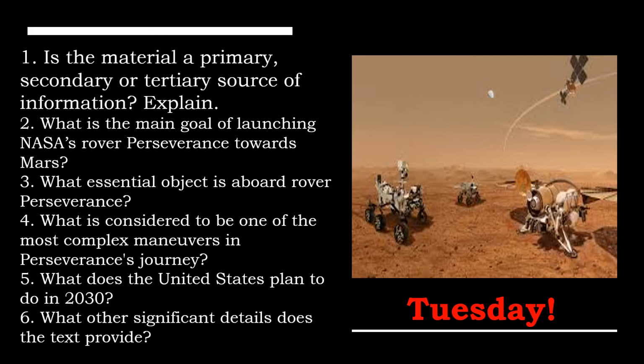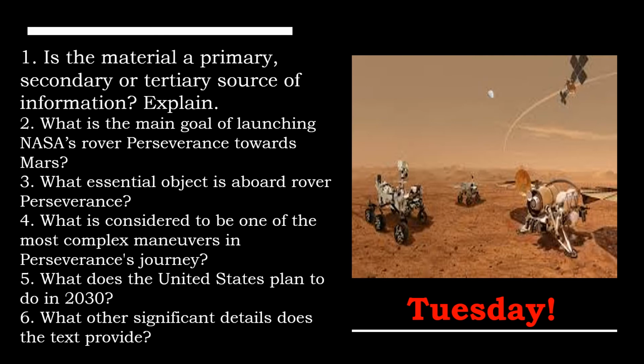What is the main goal of launching NASA's rover Perseverance towards Mars? So pag sinabi natin Perseverance class, ibig sabihin ng matyaga. So again, ang sasakyan ay pinalangalanan nilang si Matyaga. Yun ang ibig sabihin nun. So ano daw yung layunin ni Matyaga doon sa Mars? And number 3, what essential object is aboard rover Perseverance? So pag sinabi natin aboard, ano yung mahalaga daw bagay na nakasakay doon kay rover Perseverance?